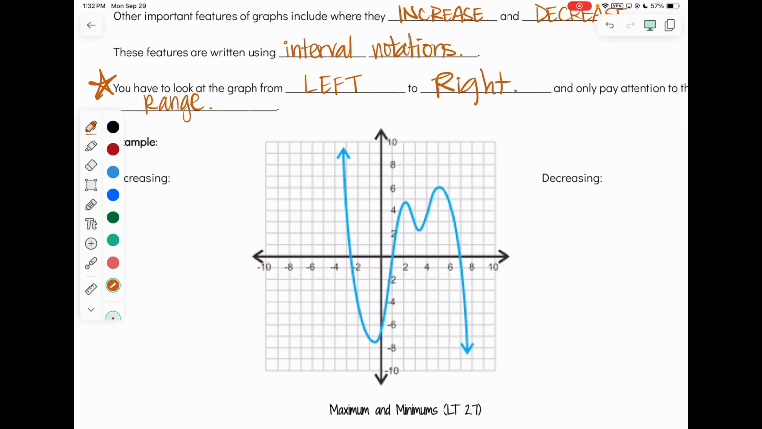If I'm moving from the left of the graph, starting here at the arrow, am I increasing or decreasing in my y-axis? That's a decreasing interval. And then here? Increasing. And then? Does that make sense now? Left to right, but you only look at the range.